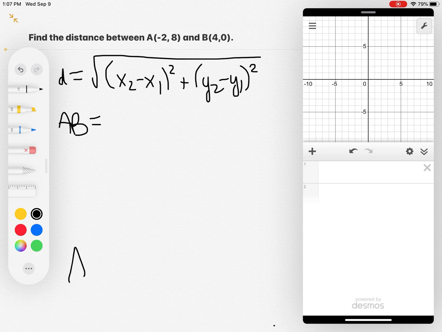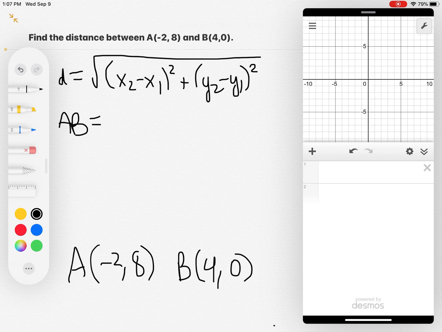So I'm going to write down our 2 points. A is -2, 8. B is 4, 0. I'm going to label my 2 points. The labeling is the same as the midpoint formula. x1 is the x-coordinate of my first point. y1 is the y-coordinate of my first point. x2 is the x-coordinate of my second point. y2 is the y-coordinate of my second point.